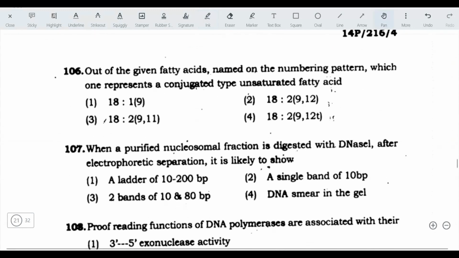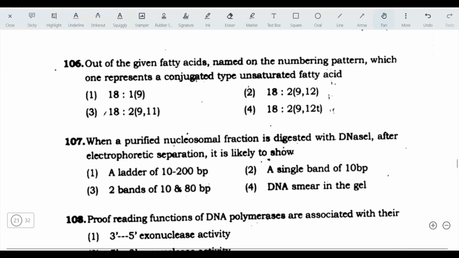Next question, out of the given fatty acids named on the numbering pattern, which one represents a conjugated type unsaturated fatty acid? The answer here is the third, 18:2, 9 and 11. A conjugated unsaturated fatty acid has alternating single and double bonds. In the given option, this one represents a fatty acid with two double bonds at position 9 and at position 11, which are separated by a single bond, thus forming a conjugated system.